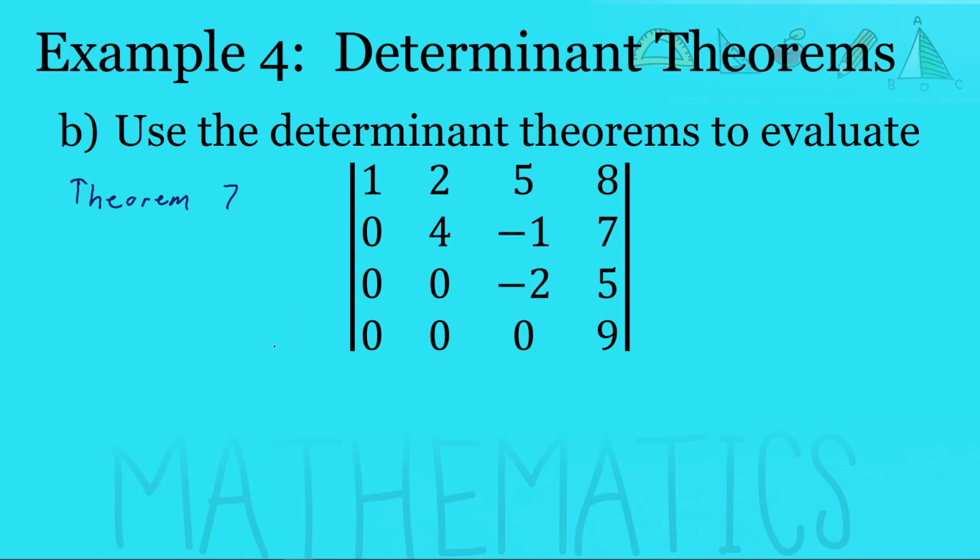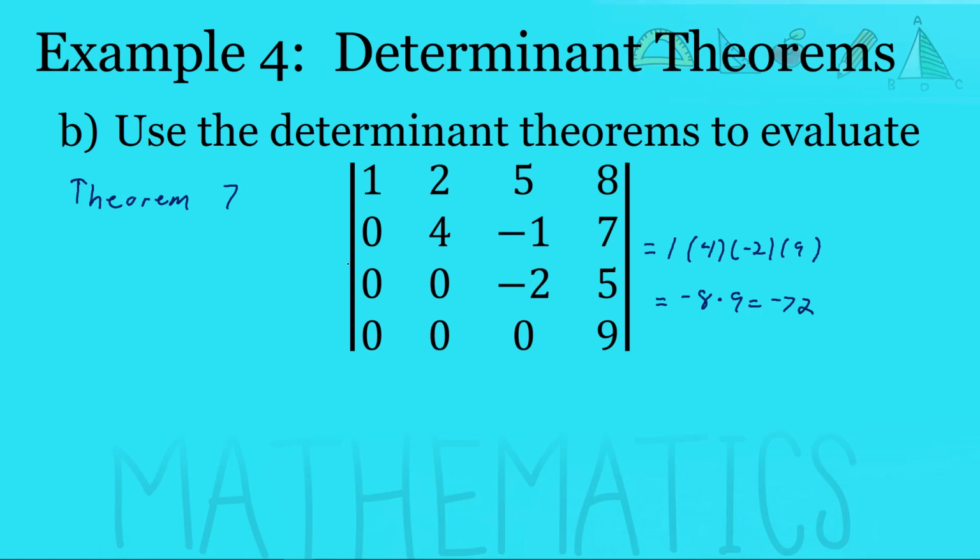And what is the determinant here going to be? Well, it's going to be equal to the product of the diagonals. 1 times 4 times -2 times 9. That is going to be equal to -8 times 9, which of course is -72. So with an upper triangular form or a lower triangular form, it's a piece of cake.